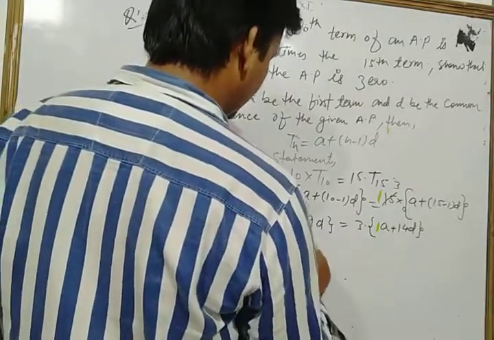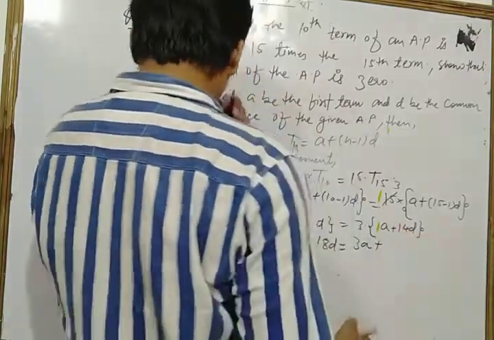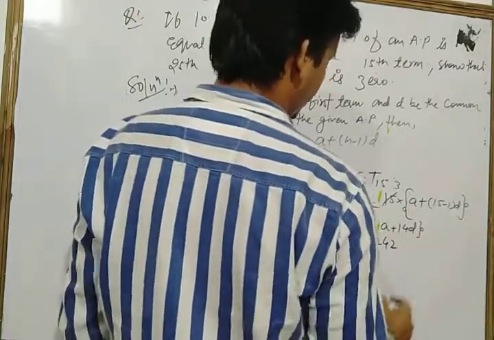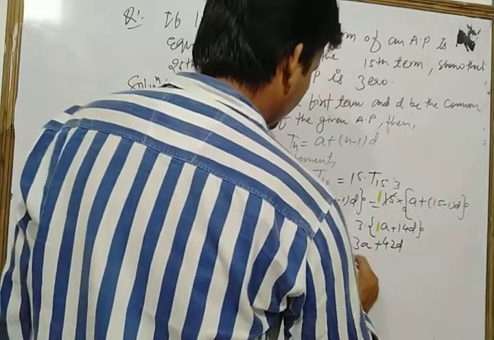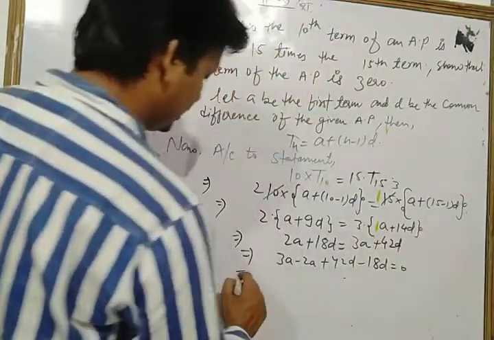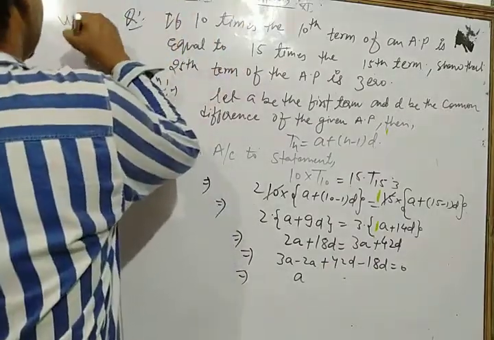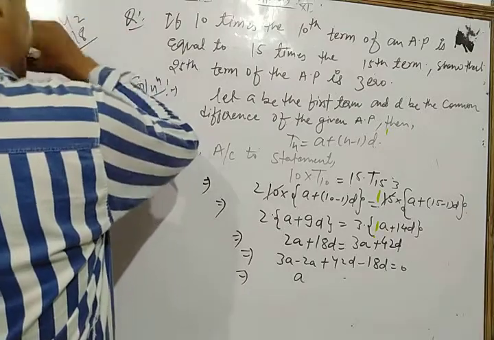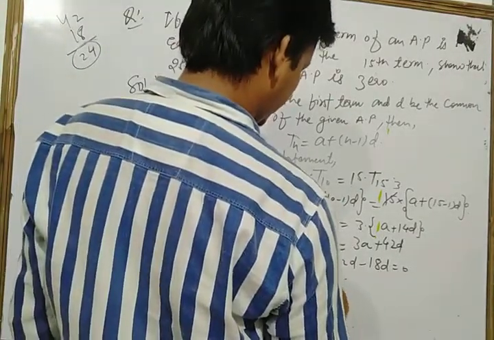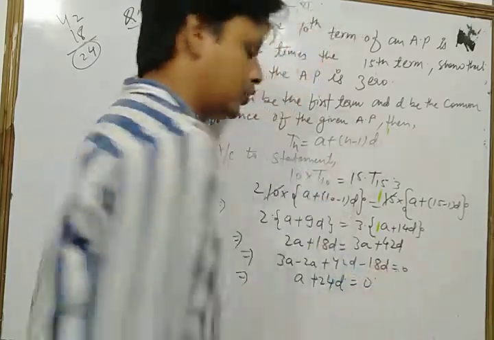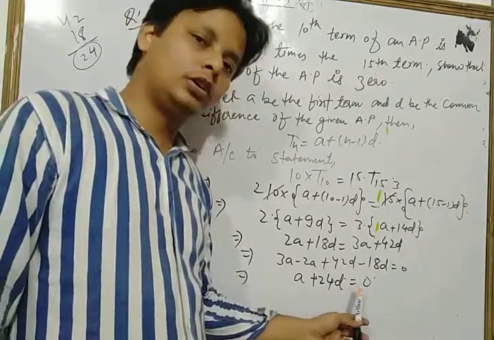Now we simplify both sides of that equation. We have 2A plus 2 9s are 18D is equal to 3A plus 3 14s are 42 into D. Now we have 3A minus 2A plus 42D minus 18D is equal to 0. 3A minus 2A is A. Now 42 minus 18, we get 24. So A plus 24D is equal to 0. After solving that expression, we get A plus 24D is equal to 0.